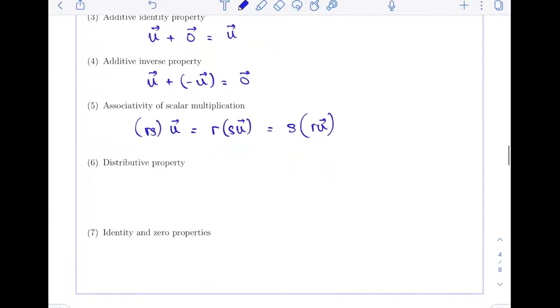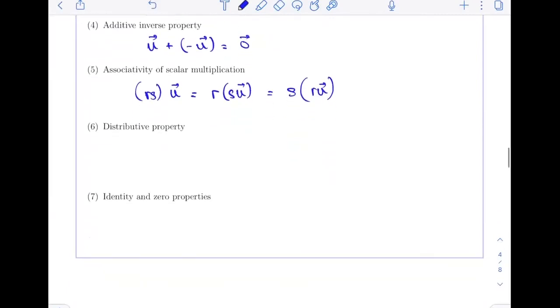Number 6 is the distributive property. If you have a scalar r multiplied with two vectors, u plus v, then this is equal to r times u plus r times v. This indicates that you can do the vector addition first and then scale the new vector, or you scale the vector u and the vector v with the factor r and then combine the new vectors together.